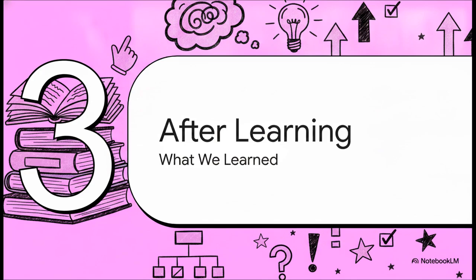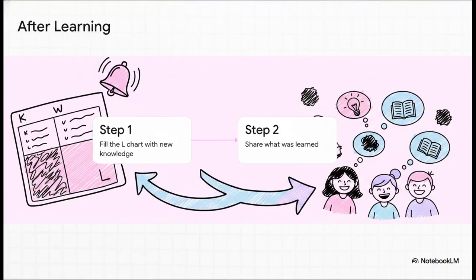Okay, fast forward past your main lesson to Section 3, after learning, or what we learned. So throughout your lesson, your students have been actively hunting for the answers to those W questions they wrote down. Now, you absolutely cannot just let the bell ring and let everyone rush out the door. You have to bring them back to the chart to fill in the L, what they actually learned.